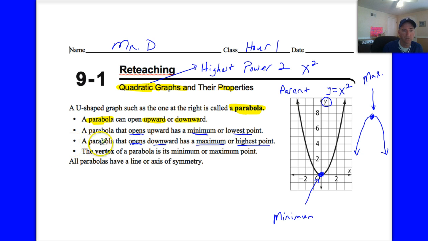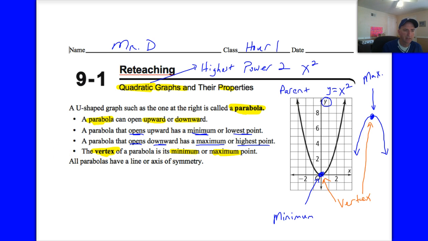Now here's another word you have to know, vertex. That vertex is the minimum or the maximum point. So it's really important that you get all the stuff I'm writing down in your notes and you've got to study it. That is the vertex of that parabola. And here's the vertex of the downward parabola right there. So that place, that minimum or maximum point, is the vertex.